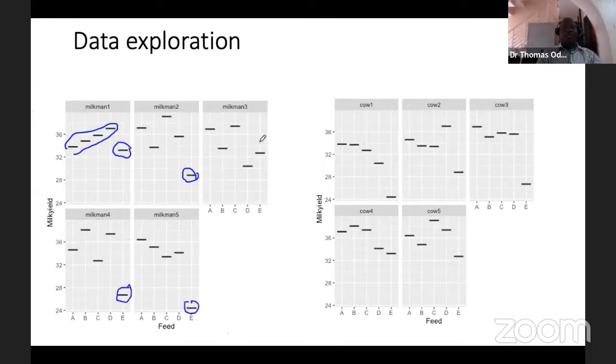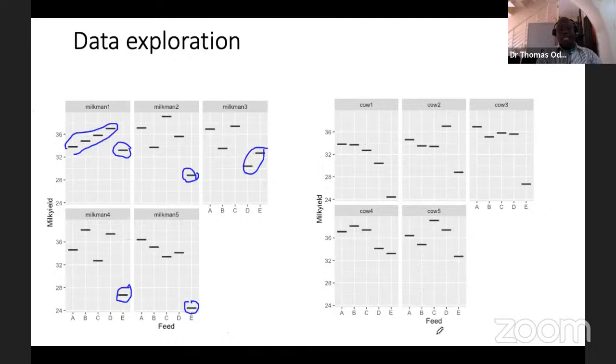Now, there seems to be something going on with milkman number 3. E is actually not the lowest. So you can see here. The question one would ask is, was there a switch in the value of these two values? Possibly. So this is where you need to start looking and say, maybe we check whether this could be a source of error, or what could have happened on that particular day for this particular milkman.